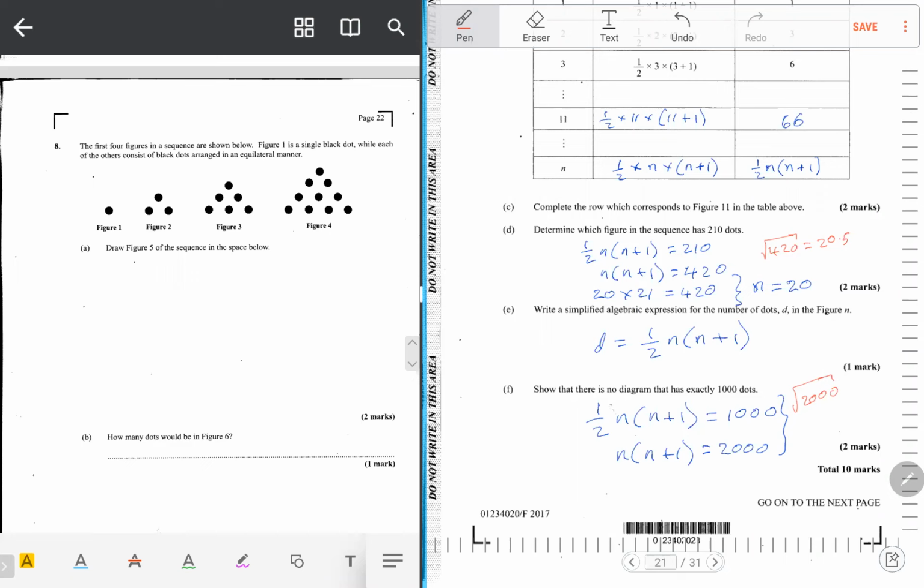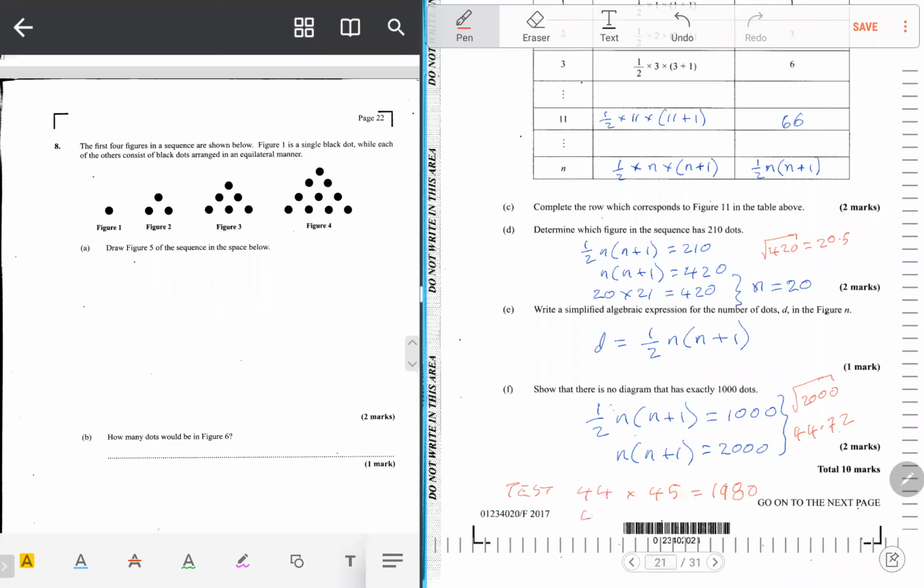So the square root of 2,000 gives me 44.72. So I'm going to test if it is 44 times 45. All right, 44 times 45. So 44 times 45 is actually equal to 1980. So it doesn't reach 2,000.